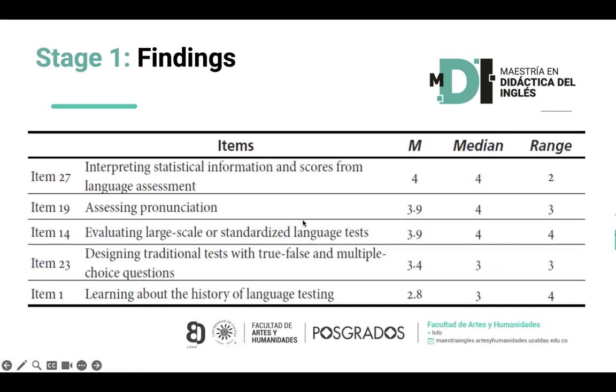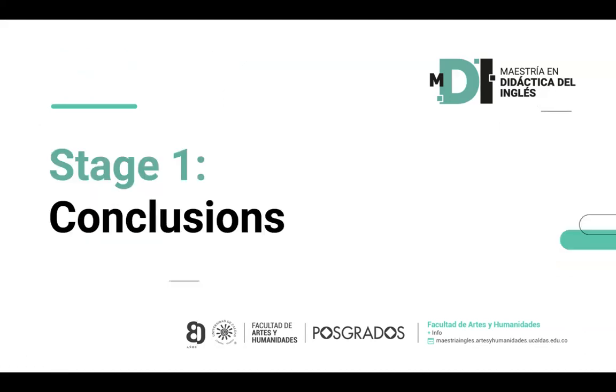At the bottom, topics that they were not so interested in or didn't find as important, but still the numbers are not that bad, for example, item 23, designing traditional tests with true, false, and multiple choice questions. So they didn't find that as important for the course. And learning about the history of language testing actually got a, let's say, a failing score, which was 2.8. So actually, this topic was not included in the course.